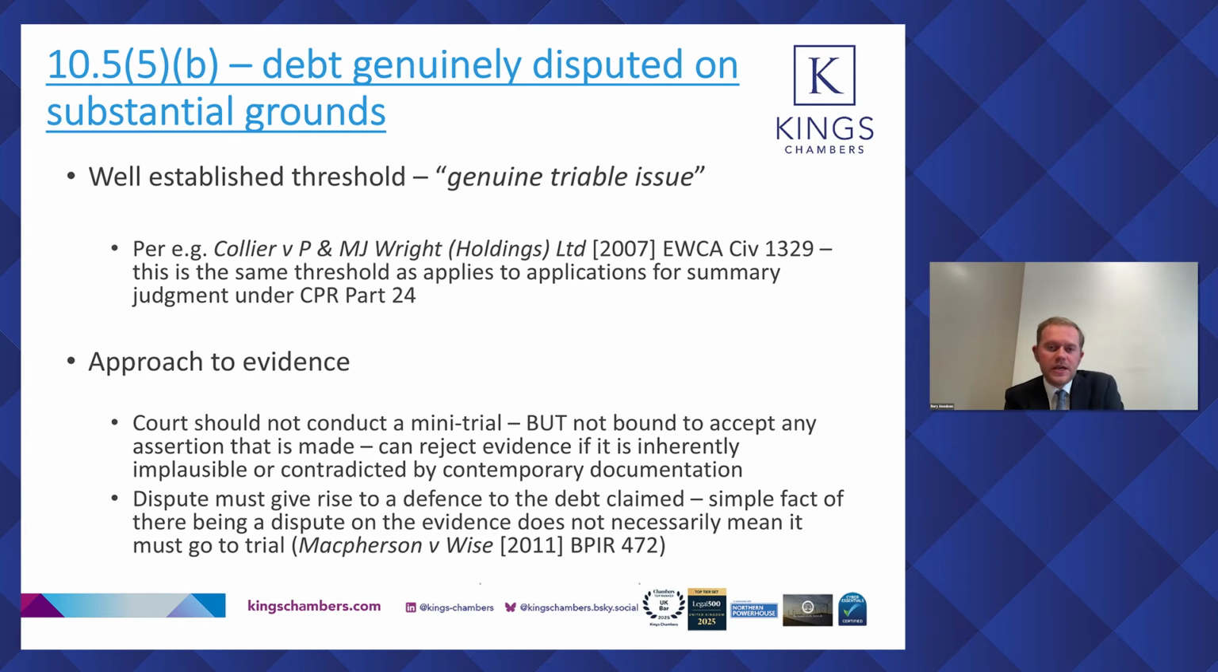The second of the grounds is that the debt is genuinely disputed on substantial grounds. This is the one that I'm sure everyone is most familiar with. It's a very well-established threshold. Whether there's a genuine triable issue, it's the same threshold as you have in relation to summary judgment under Part 24. That was confirmed in that Collier decision that I've flagged there. I won't go into a lot of detail in respect of that. I'm sure that's a very well-trodden path, and I'm sure that everyone is familiar with the standards that apply in relation to that.